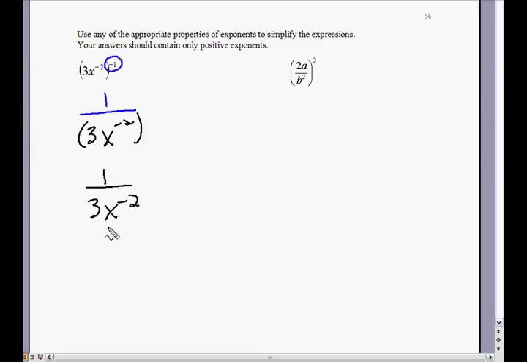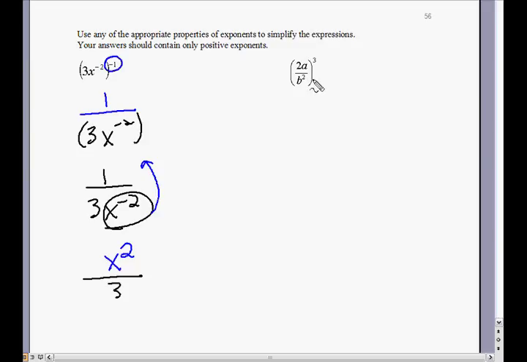Now how do we deal with this base raised to a negative exponent? We do the reciprocal and write your x squared on top with the 3 still in the denominator. This is as simple as this answer can get.